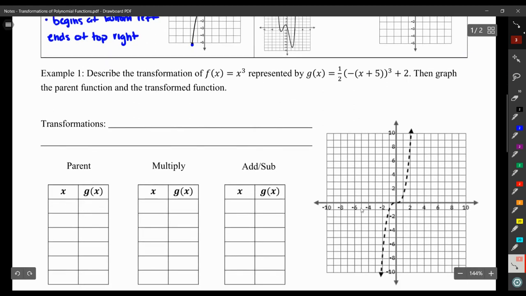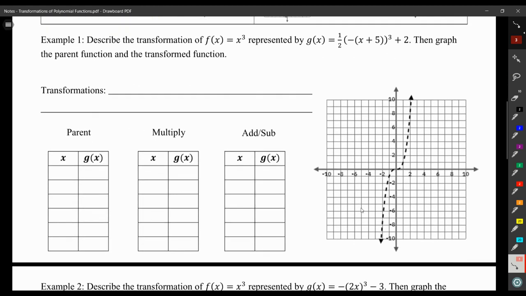So let's do some transformations. For example 1, describe the transformations of f of x equals x to the third, represented by g of x equals 1/2 times negative x plus 5 to the third plus 2, then graph the parent and the transformed function.